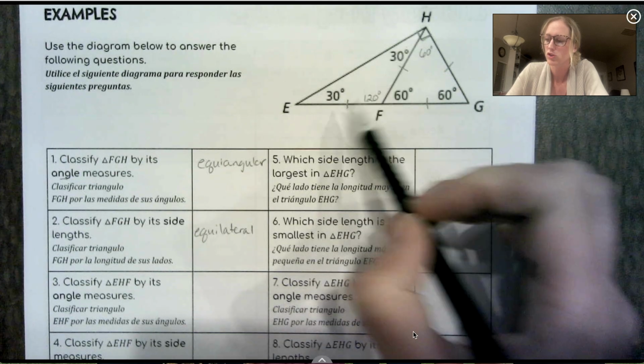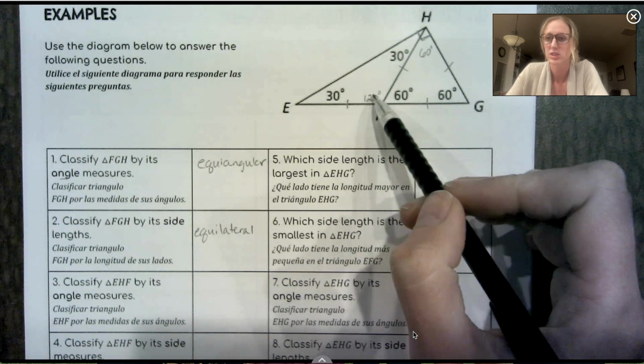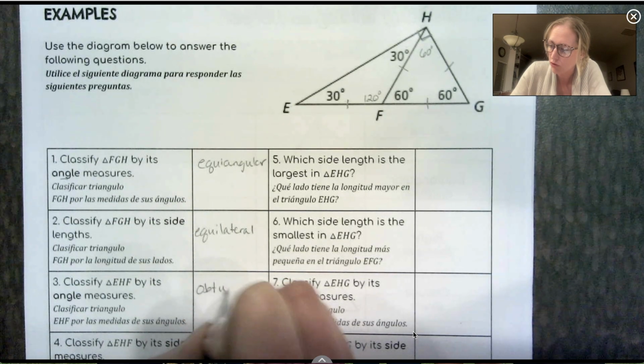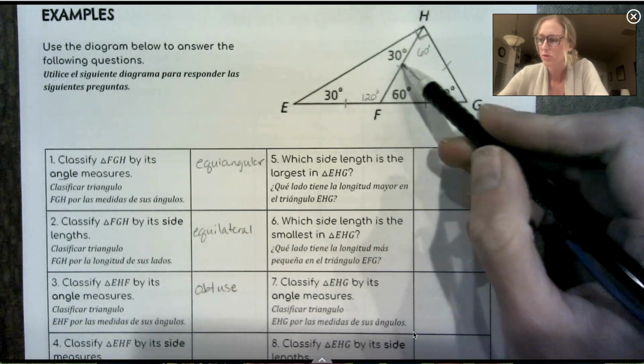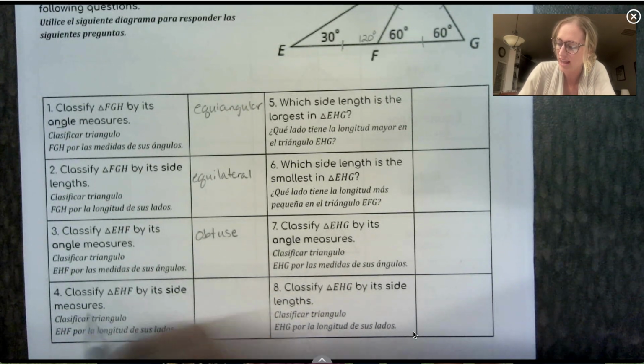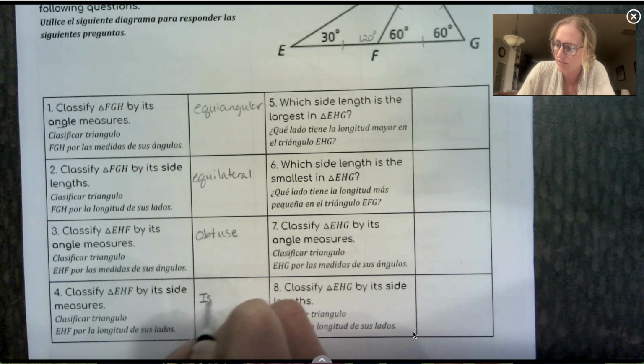Okay, so angle measures. So we have two acute angles and one obtuse. If it has one obtuse angle, that automatically makes it an obtuse triangle. And since two of the sides are the same, that is an isosceles. So when we're classifying by its side, this is an isosceles triangle.